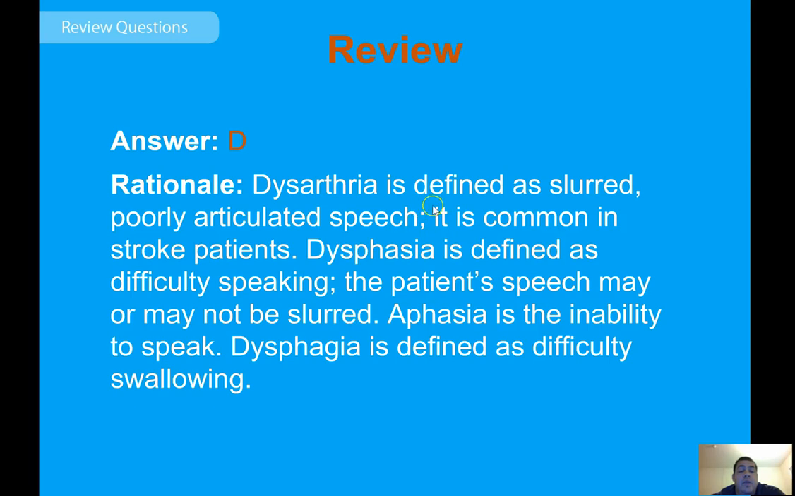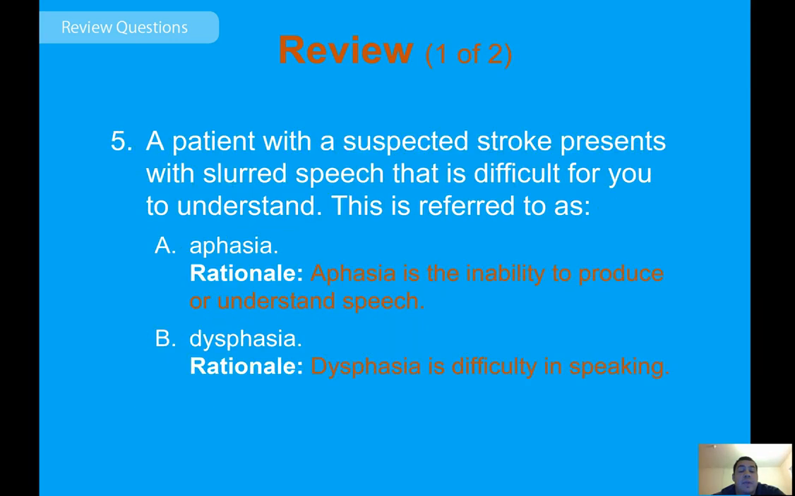So D, dysarthria, is defined as slurred, poorly articulated speech. It is common in stroke patients. Dysphasia is defined as difficulty speaking. Patient's speech may or may not be slurred. Aphasia is the inability to speak. Dysphagia is defined as difficulty swallowing. So dysphasia, difficulty in speaking. Dysphagia is difficulty in swallowing. And dysarthria is going to be a correct answer.